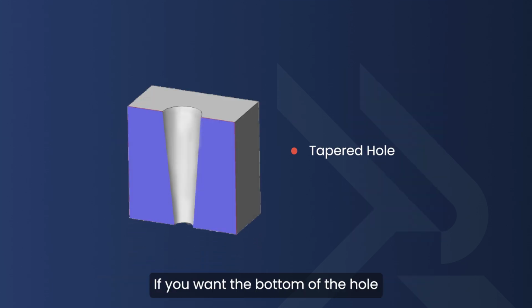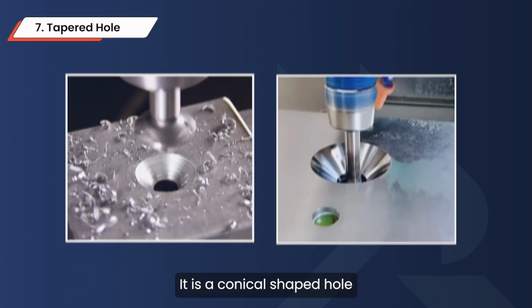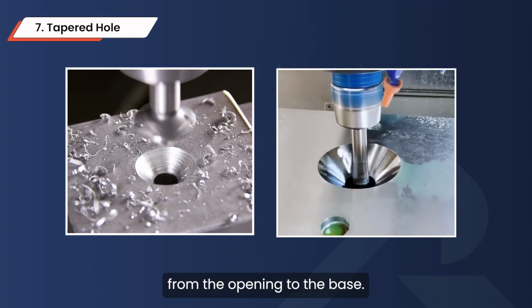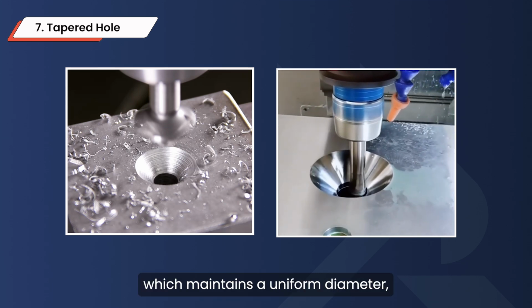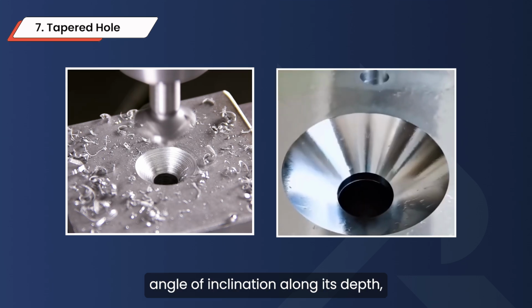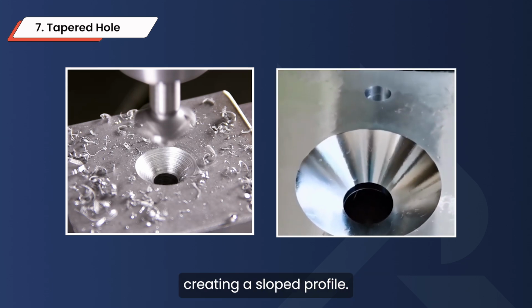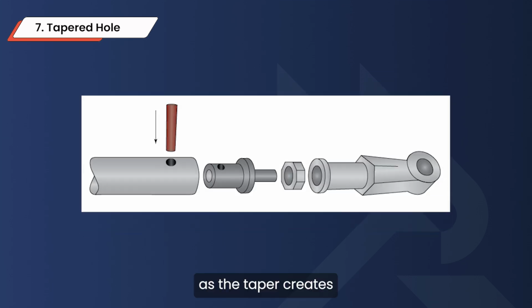If you want the bottom of the hole to have a conical shape, then you'll need a tapered hole. It is a conical-shaped hole that gradually narrows from the opening to the base. Unlike a straight hole, which maintains a uniform diameter, a tapered hole has a consistent angle of inclination along its depth, creating a sloped profile. Tapered holes are often used to securely fit tapered pins, shafts, or tools, as the taper creates a tight, self-locking fit due to the wedging action when the component is inserted.